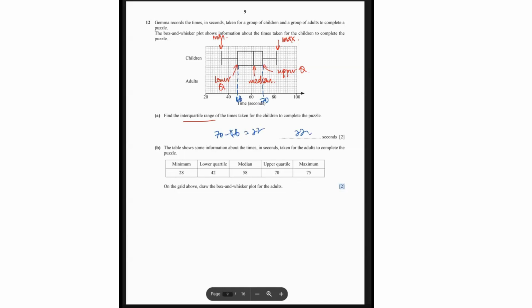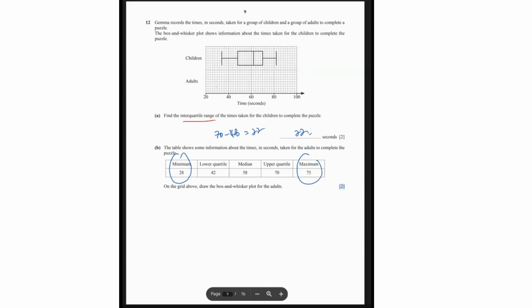Okay, on the grid, draw the box and whisker plots for the adults. I'm going to erase all this. They have given you all the essential information. You just need to plot it in. I'm going to plot in the maximum and minimum first. So maximum is 28. So 28 is here.